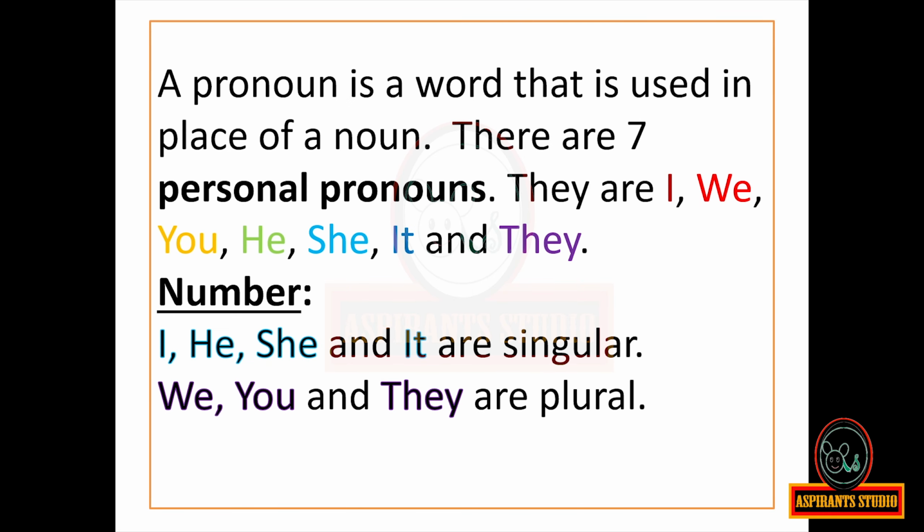A pronoun is a word that is used in place of a noun. There are 7 personal pronouns. They are I, we, you, he, she, it, and they. Number. I, he, she, and it are singular. We, you, and they are plural.